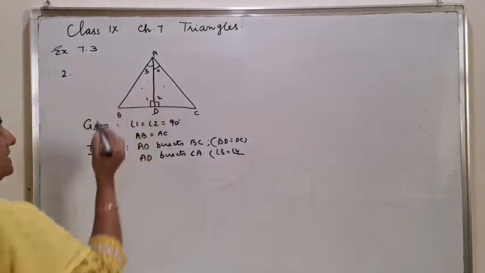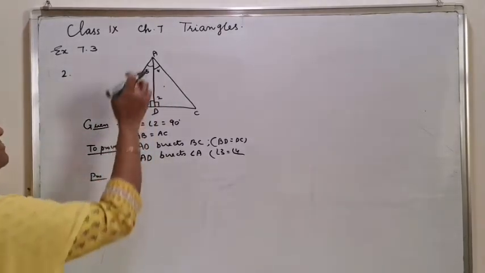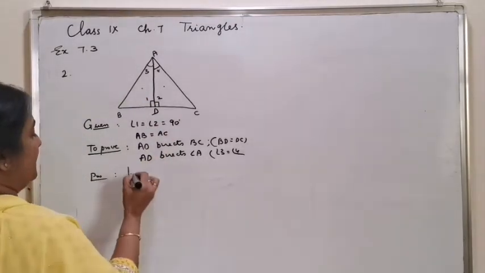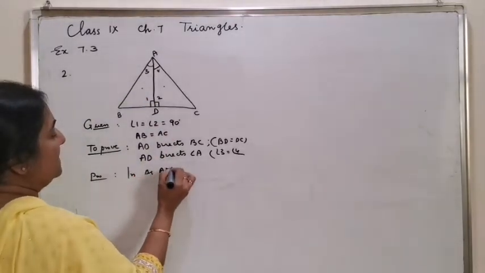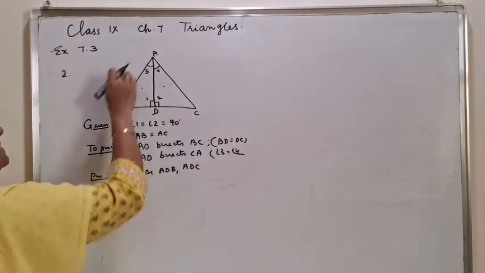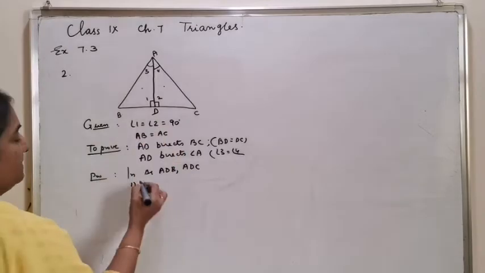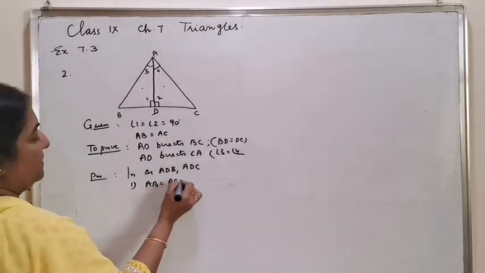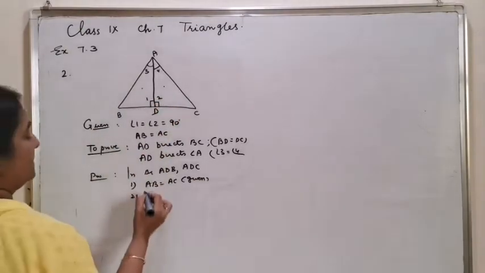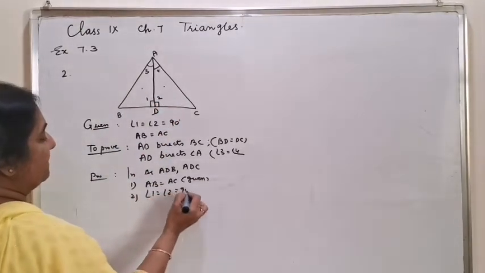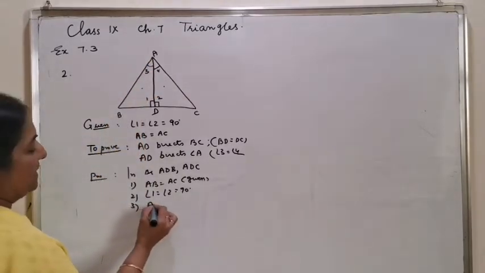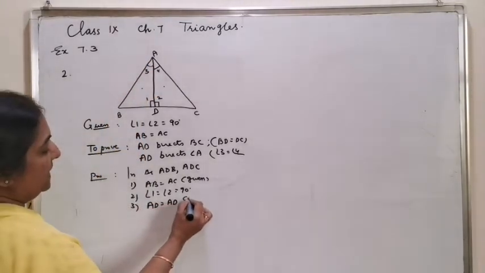So the two triangles are triangle ADB and ADC. In triangles ADB and ADC, the first condition is AB equal to AC, given. The second condition is angle 1 is equal to angle 2, 90 degrees. What is the third criteria? You can see that AD is common. AD equal to AD, common.